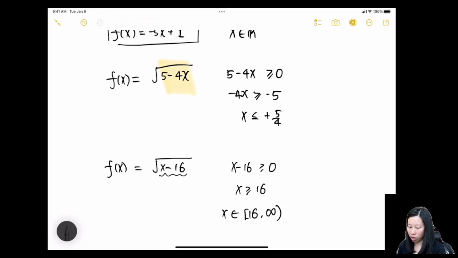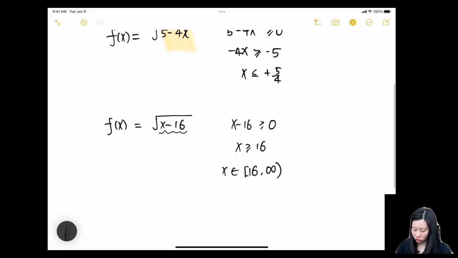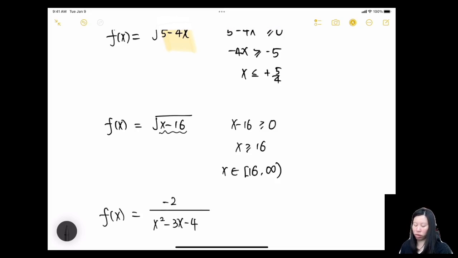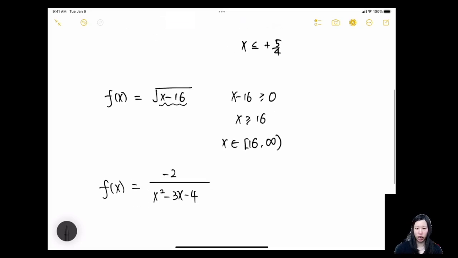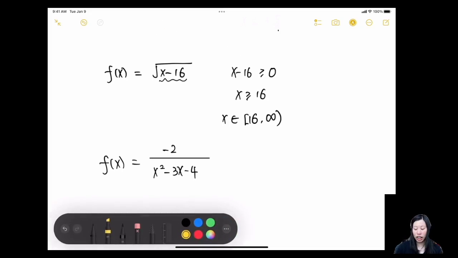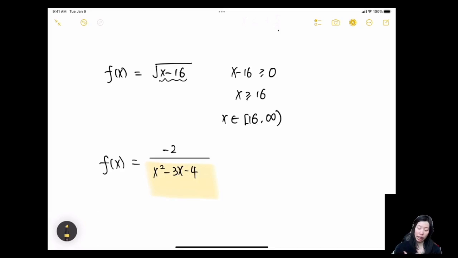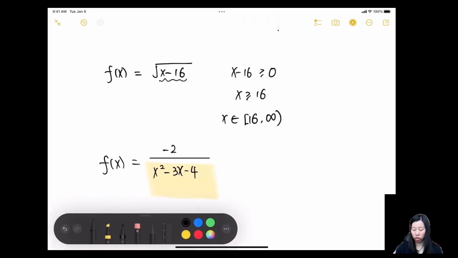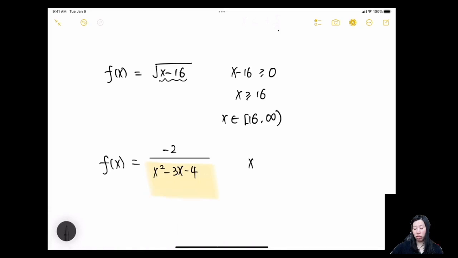Okay, and then if you see a rational function, such as f(x) equals negative 2 over x squared minus 3x minus 4. So this is the rational function. When you see a rational function, what you need to be careful about is the denominator. The numerator can be 0, it can be a positive number, it can be a negative number, but the denominator cannot be 0. So x can be anything except where the denominator is 0. And then we try to solve it.